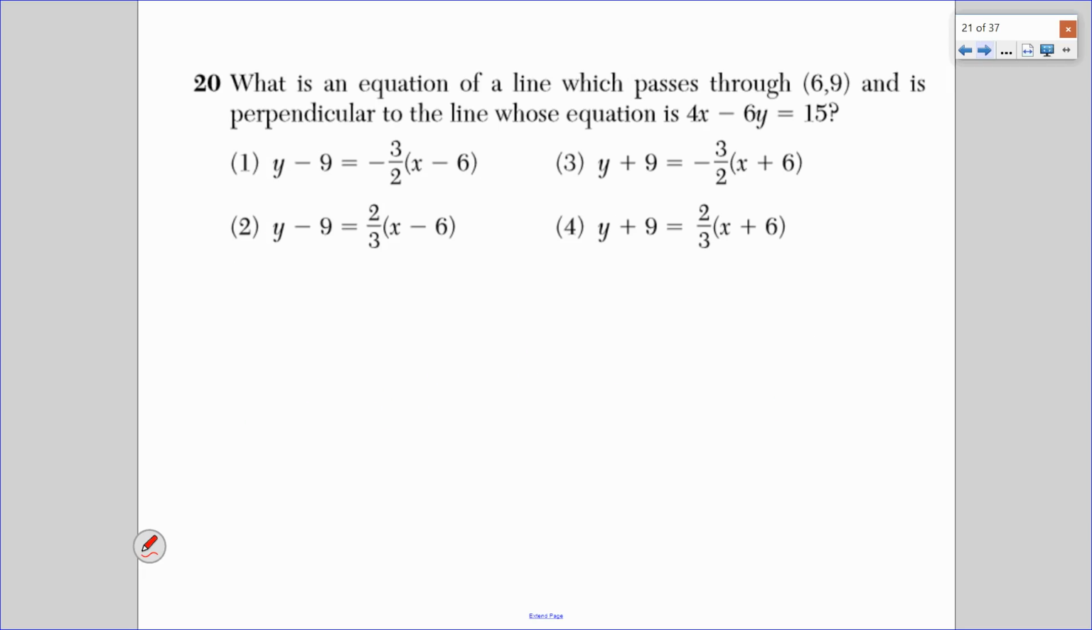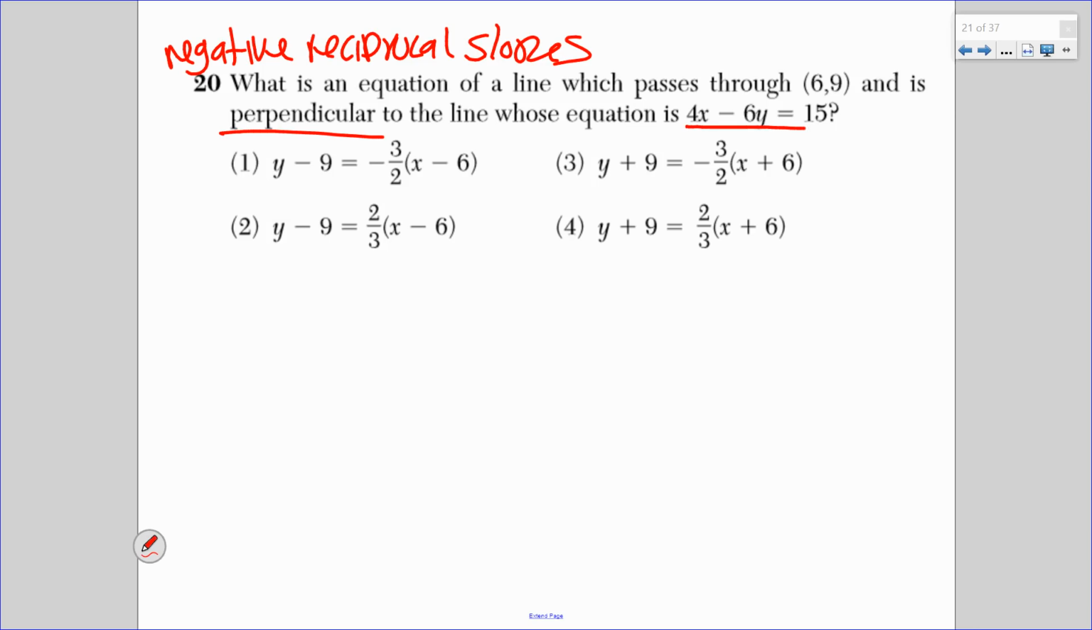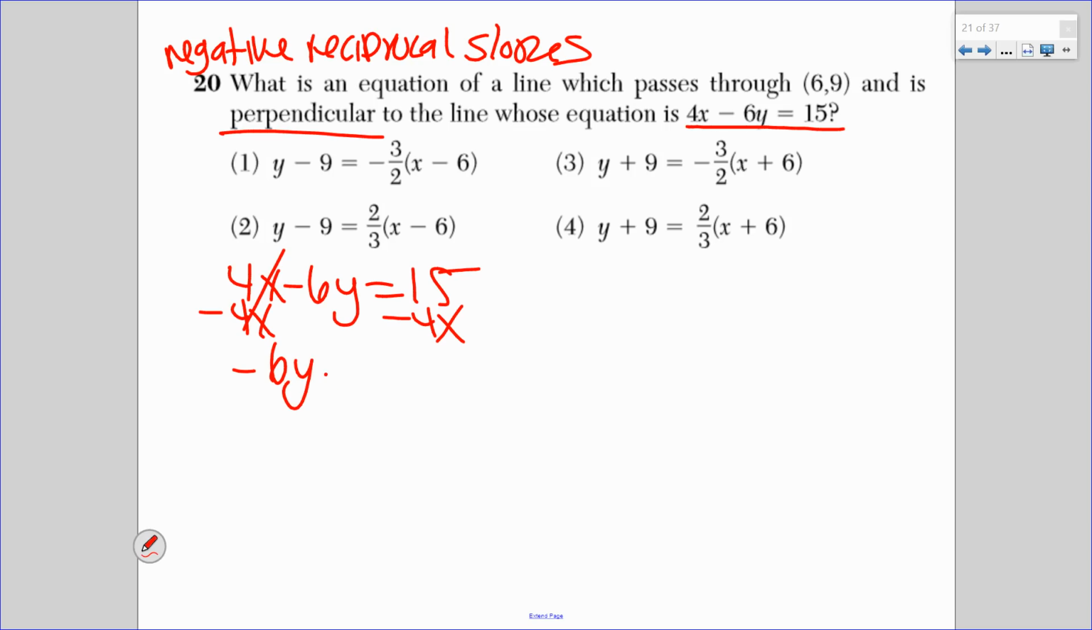What is an equation of a line which passes through 6, 9? It's perpendicular to the line whose equation is... This is a harder version of a simple question. When you see perpendicular, think negative reciprocal slopes. So I need to find the slope of this line. I've got to use algebra to get from that: 4x minus 6y equals 15. Minus 4x, negative 6y equals negative 4x plus 15.